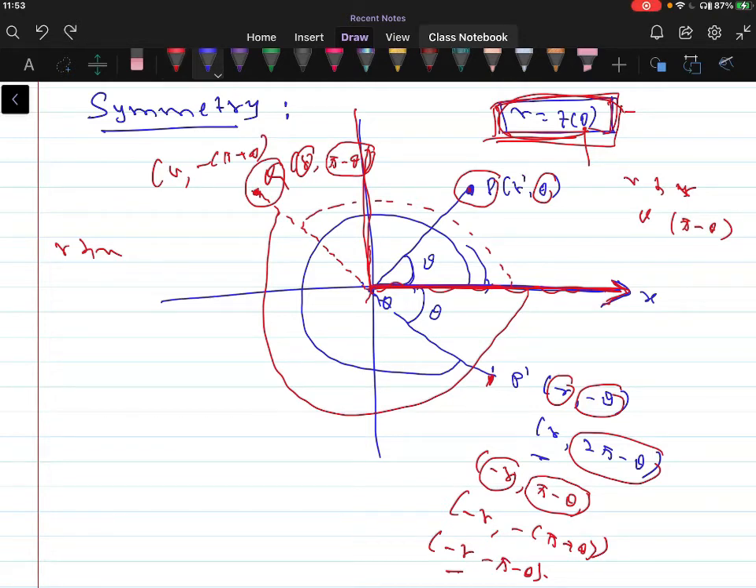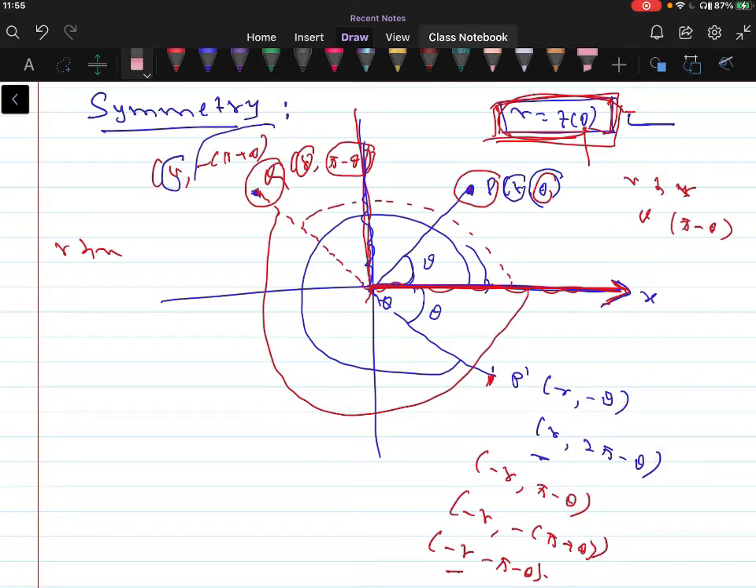Suppose you replace r by r and theta by minus of pi plus theta in the polar curve, if there is no change in the polar curve, then it is symmetric about the y-axis again. Because Q is the image point of the point P, the representation of P dash, r comma minus theta, in Q can be written as minus r comma minus theta, and r comma 2 pi minus theta can be written in Q as minus r comma 2 pi minus theta.